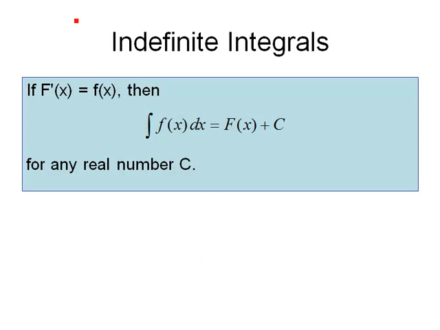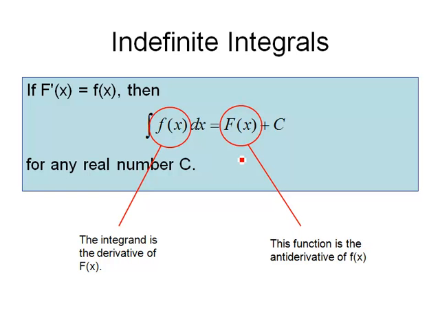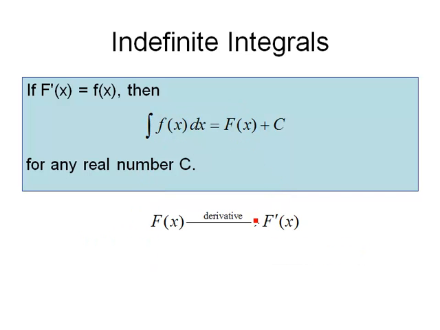If capital F prime of x is equal to little f of x, then the indefinite integral of little f of x dx is equal to capital F of x plus c for any real number c. So this represents all the antiderivatives of little f of x. Little f of x is the integrand, which is just the derivative of capital F of x. Capital F of x is the antiderivative of little f of x. And of course the plus c is our integration constant.